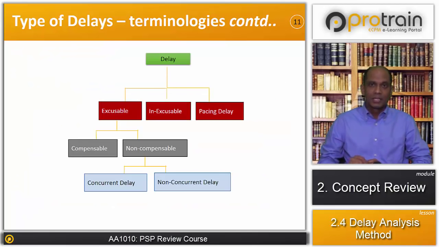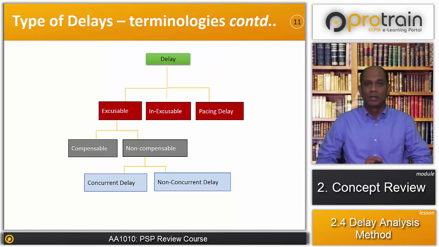Now let's summarize the types of delay with a simple flowchart. So we talked about delay. Delay can be categorized further into excusable, non-excusable and pacing delays. So we talked about excusable delays, which are the delays where the contractor is granted extension of time.